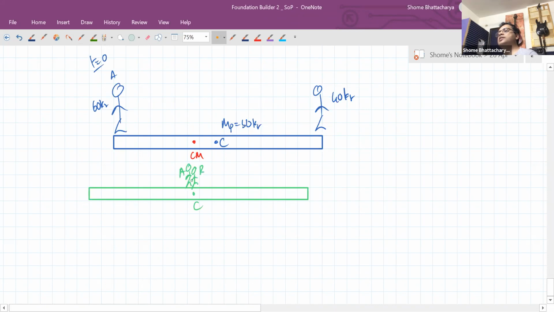So now A, B and the center of the platform are at the same position, but the center of mass itself has not moved. So this is still where the center of mass is. If I overlap this diagram on top of this diagram, this is the final situation. If I overlap the final situation on the first diagram, the center of mass should exactly coincide. So going from here to here, the center of mass has not displaced.